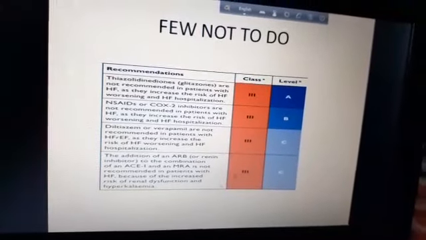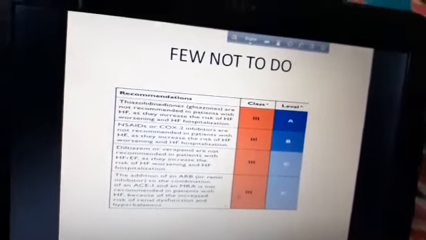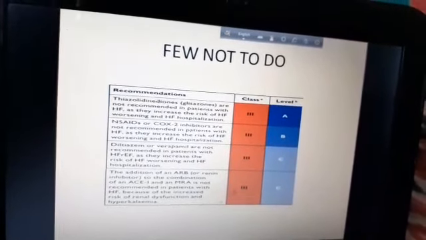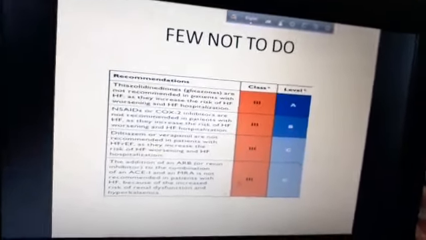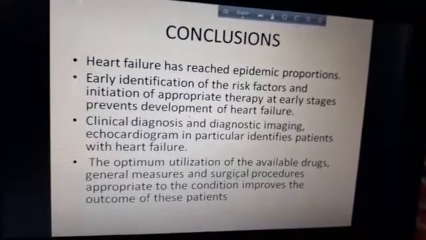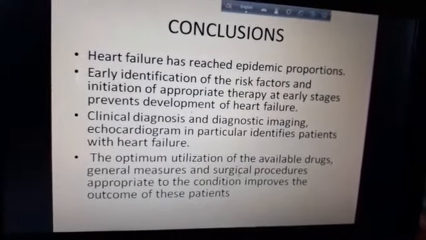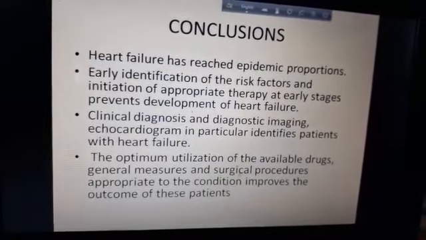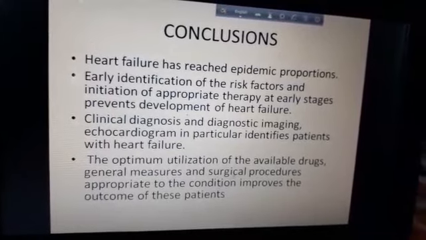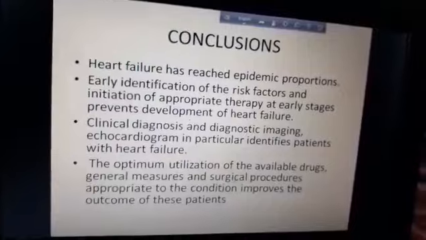And remember, ARB and ACE inhibitor should not be used together because of the risk of hyperkalemia. Also remember, ACE inhibitor and neprilysin inhibitor should not be used together because of the risk of angioedema. So this is the conclusion for heart failure: optimal utilization of the available drugs, general measures, and surgical procedures appropriate to the condition improves the outcome of the patient. Early identification of risk factors is important, and staging is also important to decide which drug to give in which patients.